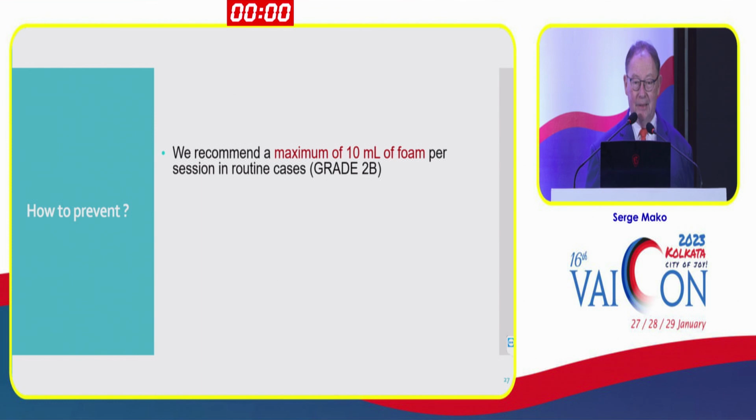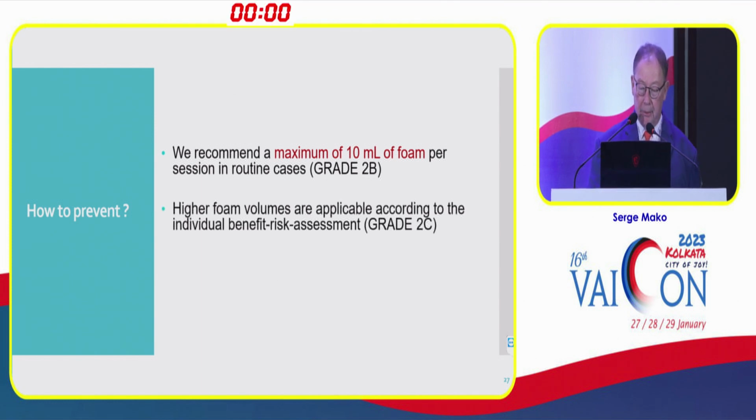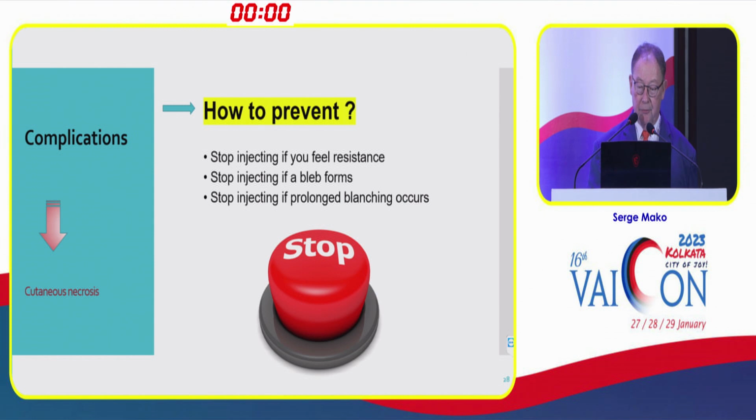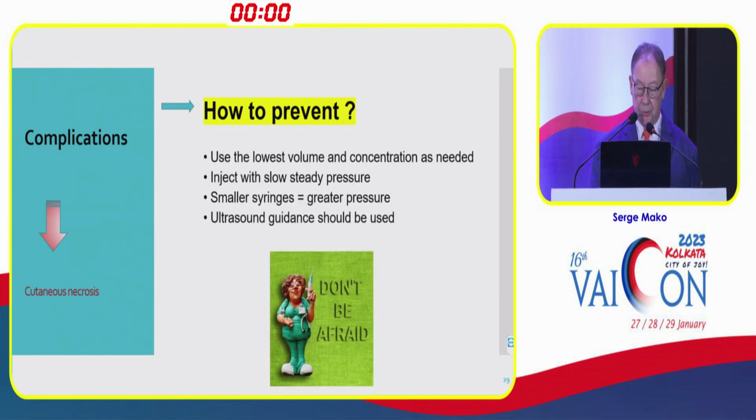We recommend, and it's very important, a maximum of 10 milliliters of foam per session. Higher foam volumes are applicable according to the individual benefit assessment. Stop injecting if you feel resistance, stop injecting if blood forms, stop injecting if prolonged blanching occurs.